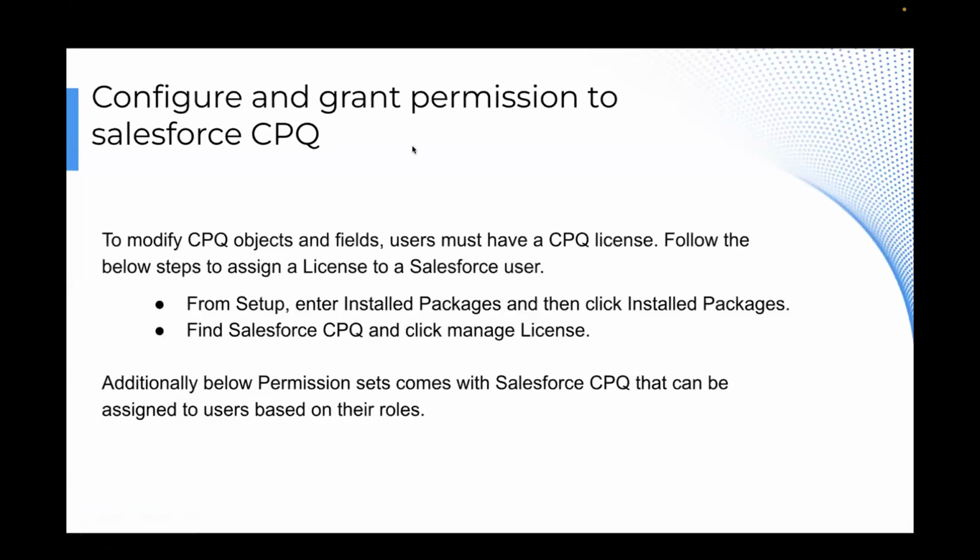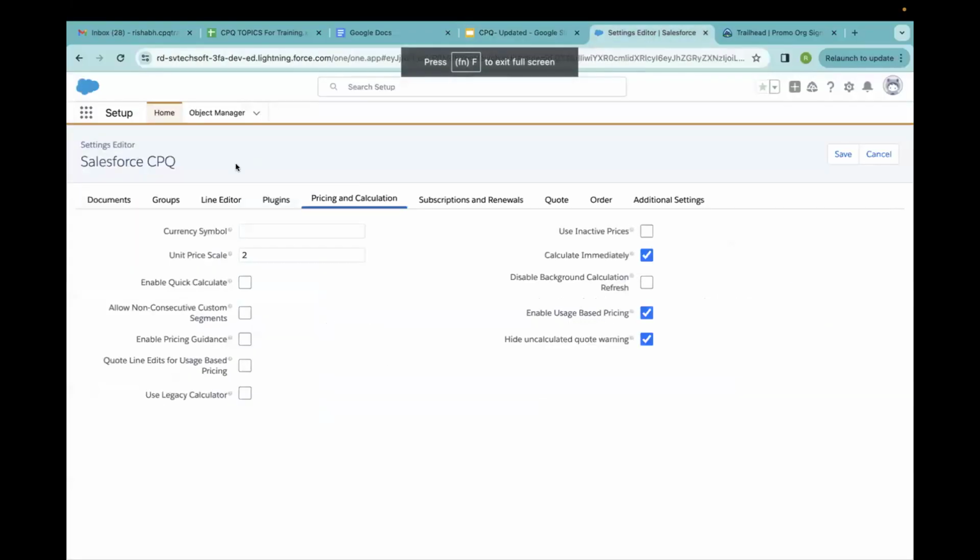Now, how do we configure and grant permission to Salesforce CPQ? To modify CPQ objects and fields, a user must have a CPQ license. We have to follow the below steps to assign a license to the Salesforce user. From Setup, again, we have to go to Installed Packages. Then we have to click Salesforce CPQ and click on Manage Licenses. So same thing, let me click Cancel here.